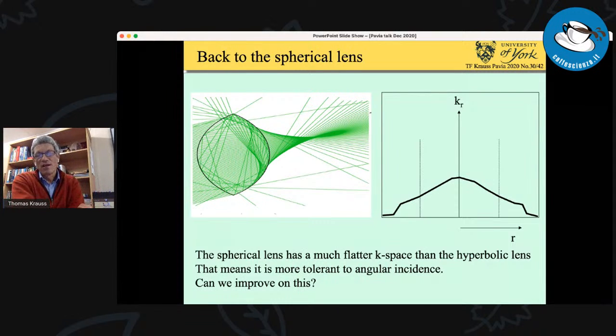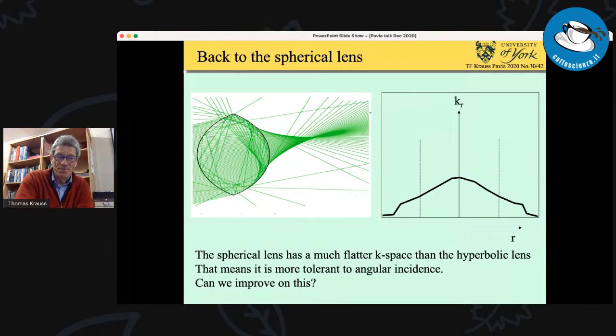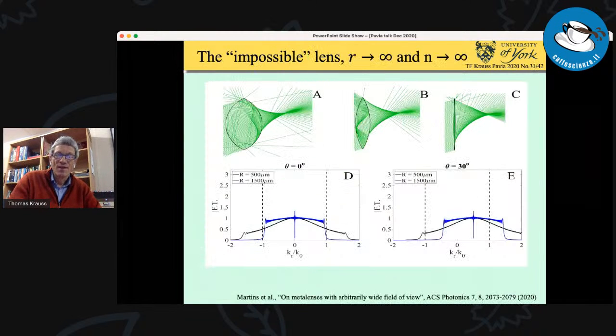So my question is, can we use the spherical lens as a basis for improving this scenario? And can we make a better spherical lens using the metasurface paradigm? And here's the answer. This is the most important slide of the talk.